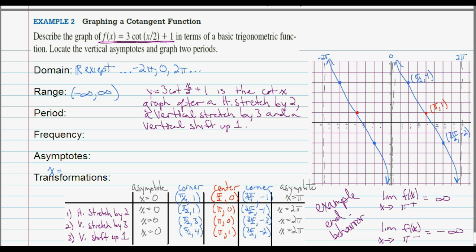The period of a basic cotangent curve, like tangent, is pi, but this has been horizontally stretched out to be twice as big, so now it's 2 pi. Which means the frequency is 1 over 2 pi.